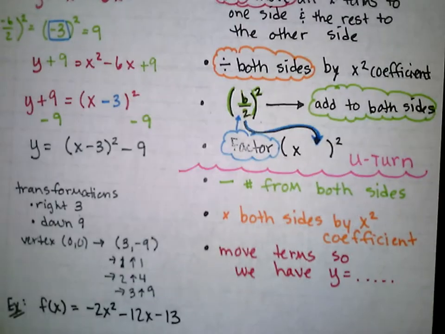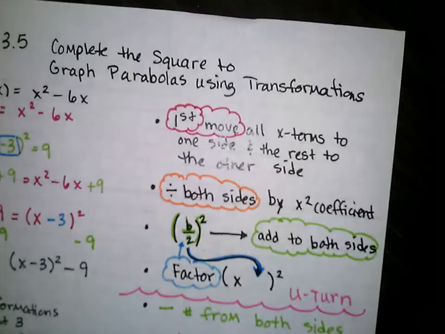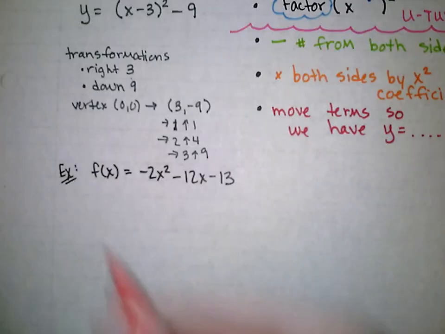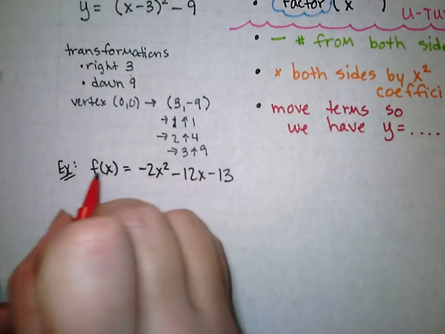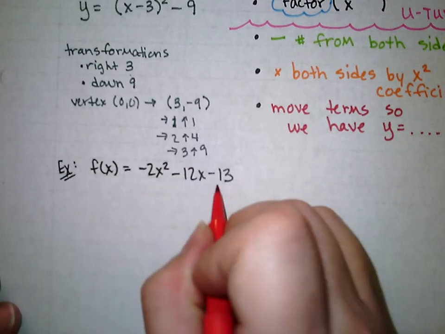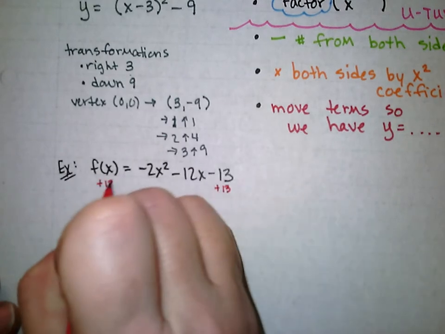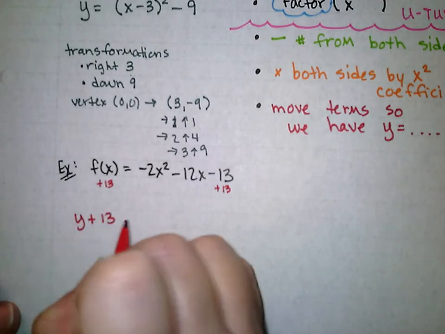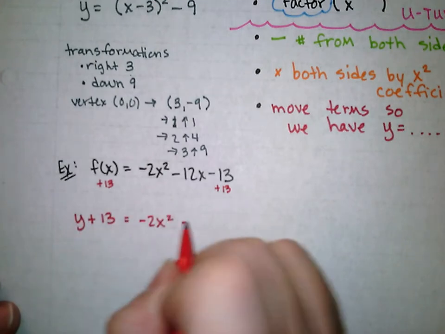Okay, let's try this example. It's a little bit more complicated, so that's good. We're going to follow those same steps. So the first thing is to move all the terms that have x's, keep them on one side, and move the rest to the other side. So I'm going to remember this is a y. So I will add that 13 onto that side. So I have y plus 13 equals negative 2x squared minus 12x.